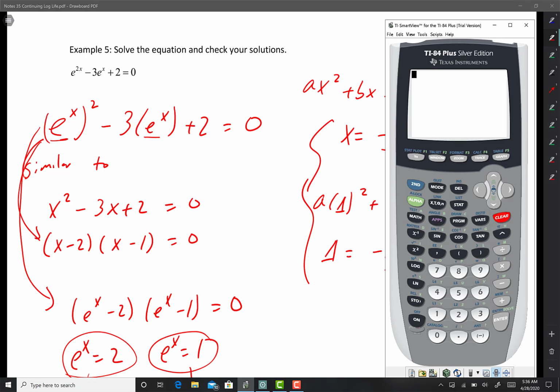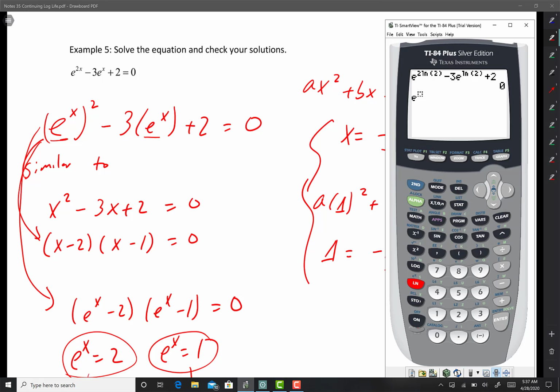All right. So if I type in e to the 2 times ln 2, and then I just go minus 3 e to the ln 2. Remember that e and ln are like inverses of each other? Plus 2. And check it out, you get 0. So both of them work. And the 0 one definitely works.